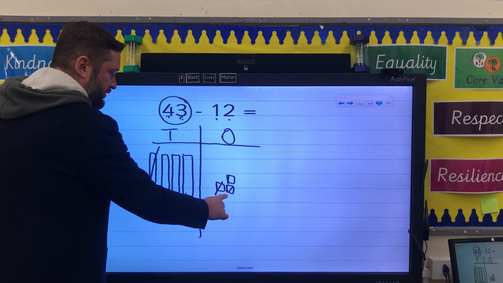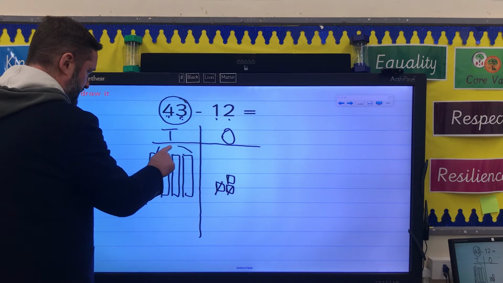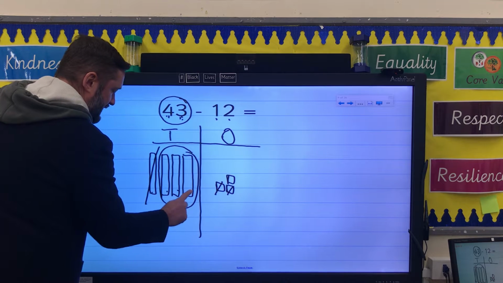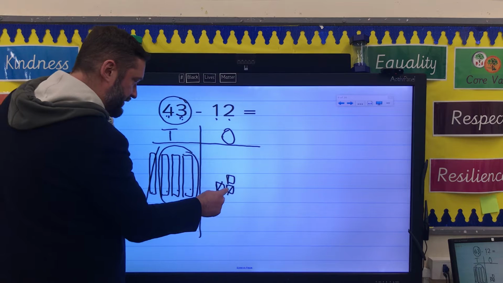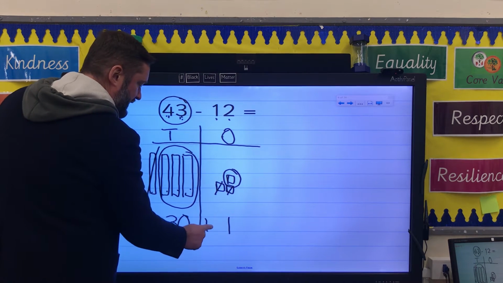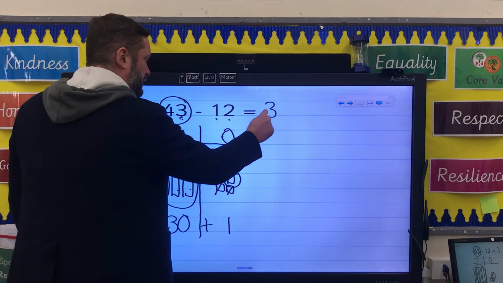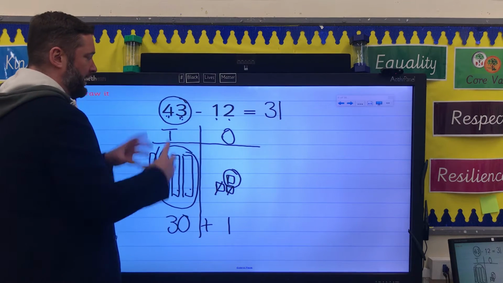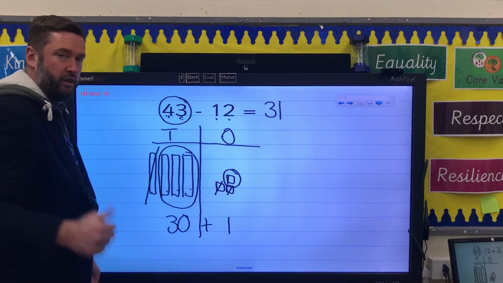Okay? Now I'm going to cross out 2 ones. 1, 2. Now I'm going to circle what's left. Circle the tens that are left. 10, 20, 30. Circle the ones that are left, it's just 1. So 30 add 1 is 31. 43 subtract 12 is 31. And I know my answer is less than the whole. Good job.